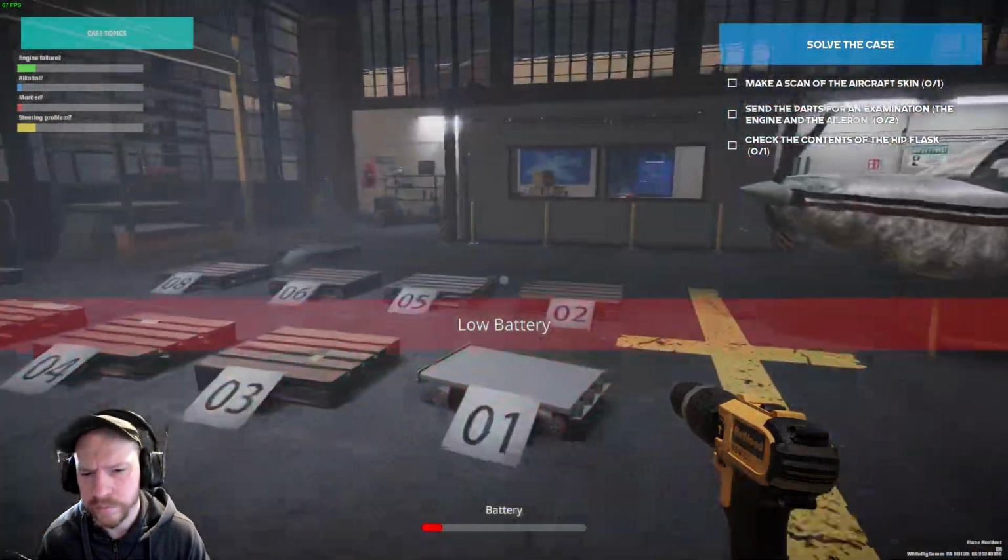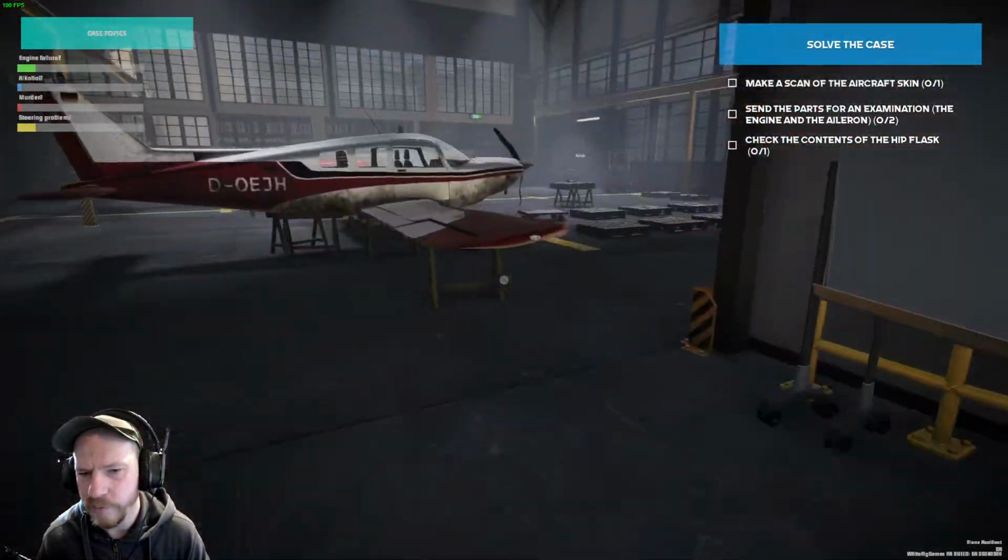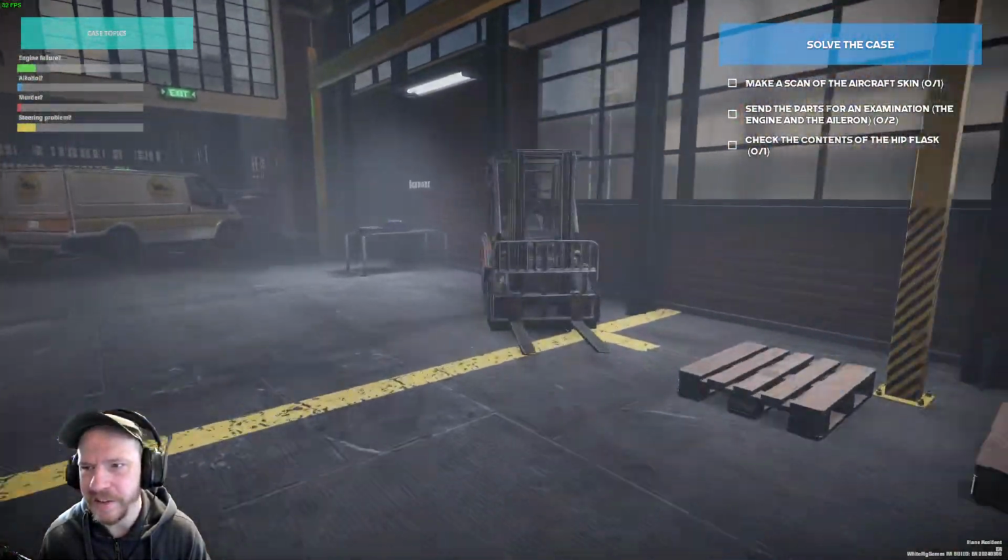Right, now, okay, we need a new battery for our drill. Stick one in for when we need it later. Right, now let's scan the aircraft skin.